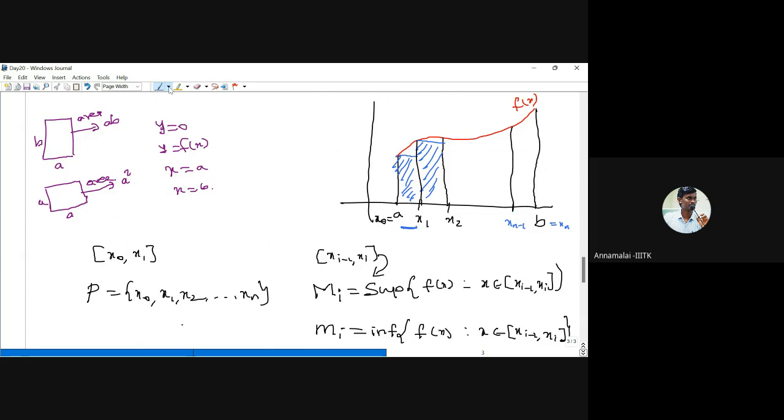Now we form a rectangle like this. If you can draw the straight line here, this is a minimum value, this is m suffix n. And this is a maximum value, capital M suffix n. Now we get a rectangle here.